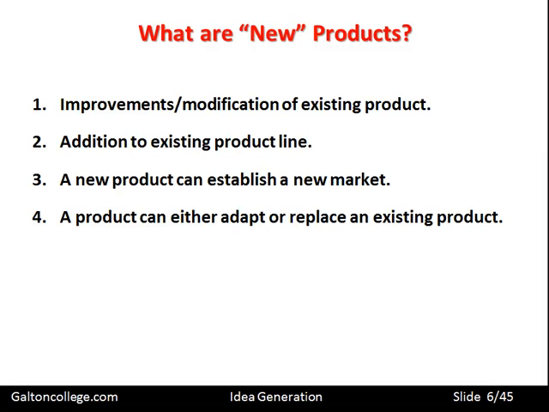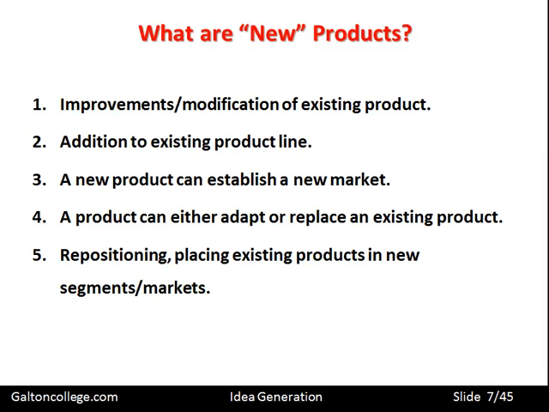A product can either adapt or replace an existing product. Sometimes products come into existence which replace older ones. The older ones are obsolete. We no longer want them. They've been upgraded. So a new product comes into existence and replaces perhaps an existing product.